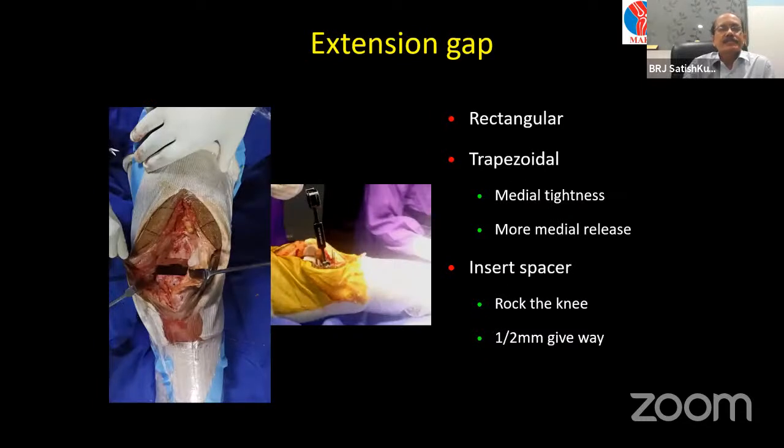Now, after checking the extension gap, you can insert the spacer and rock the knee. 1 to 2 mm giveaway is okay. But if you cannot insert the spacer on the medial side, you go back again and see what structures are tight and try to release more.